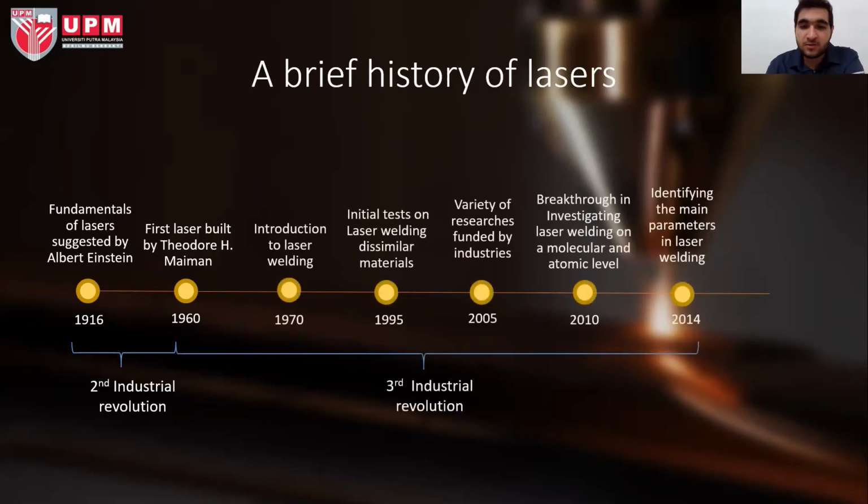And now we move on to the third industrial revolution, where mass production was key for many industries. So it doesn't come as a surprise that only 10 years after the first prototype was built, in 1970, people began to use lasers to weld materials together. However, at the time, they only used similar materials such as metal to metal or plastic to plastic. But that changed by 1995, at the end of the 20th century, where we saw people testing this on dissimilar materials as well.